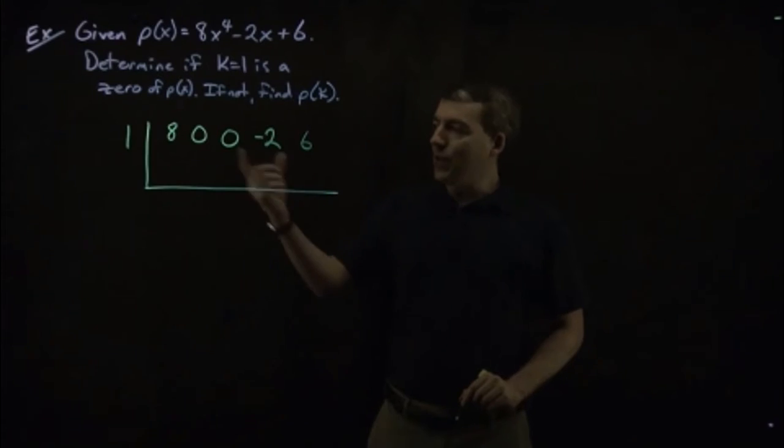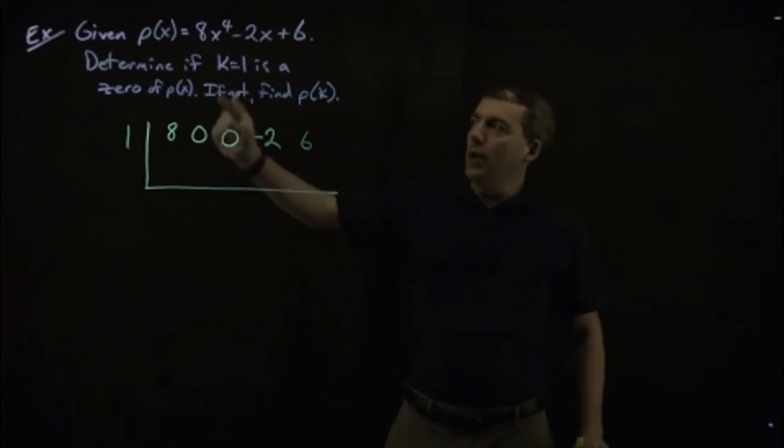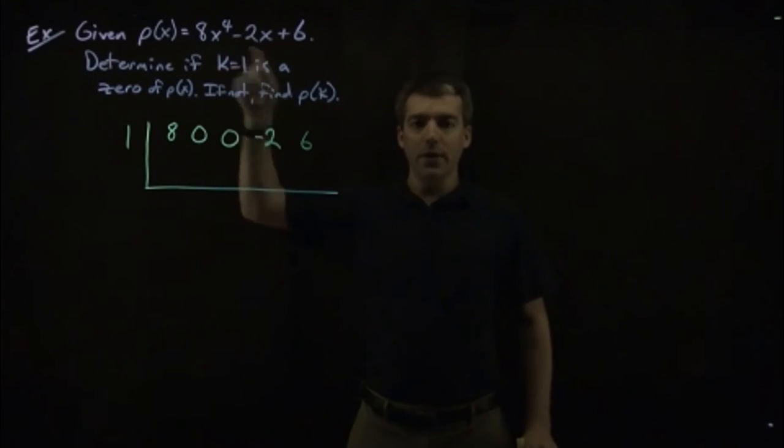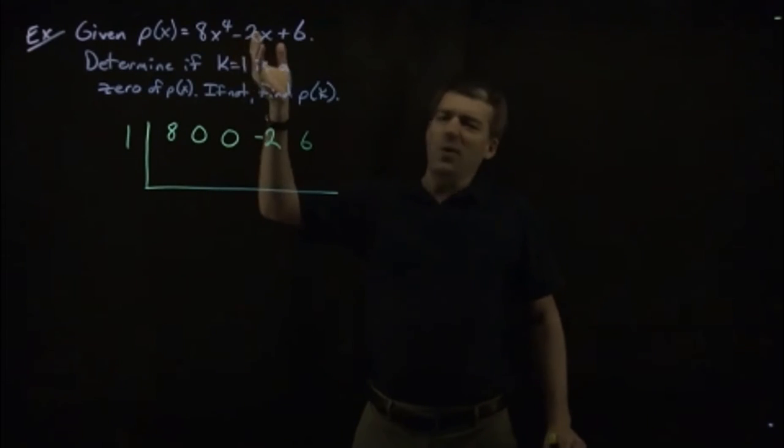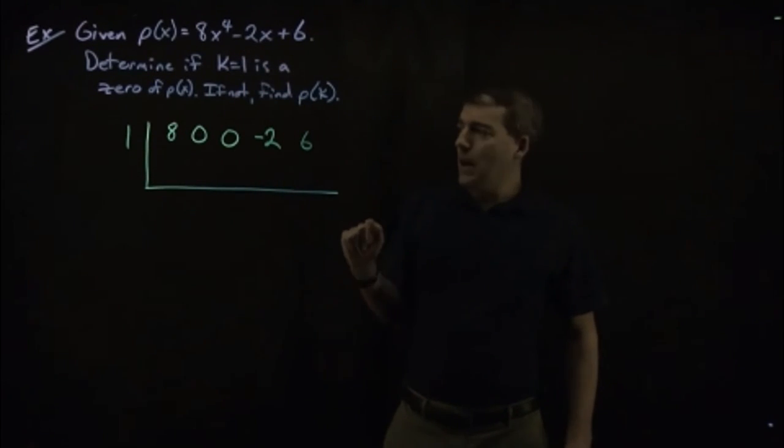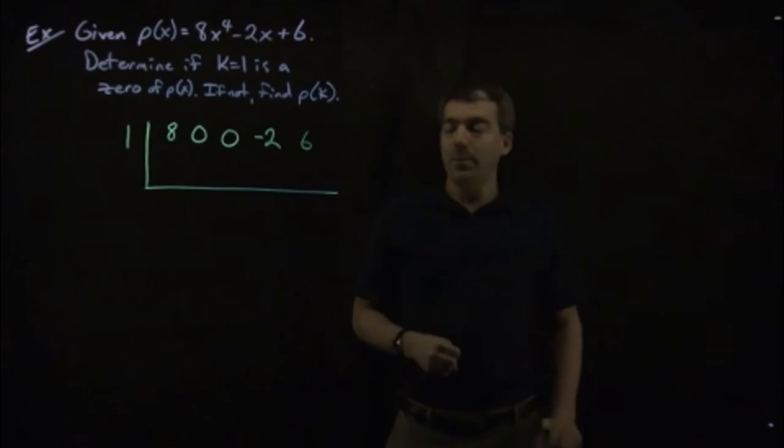Now it's important to include these zeros when you do not have that power in your polynomial, right? Because they're there. We can consider them to be there. It's just the coefficient is 0.